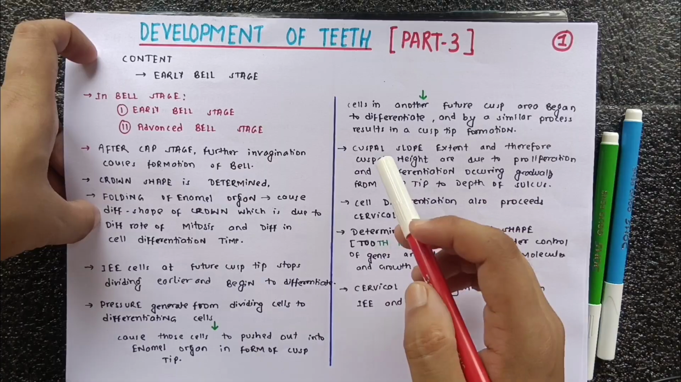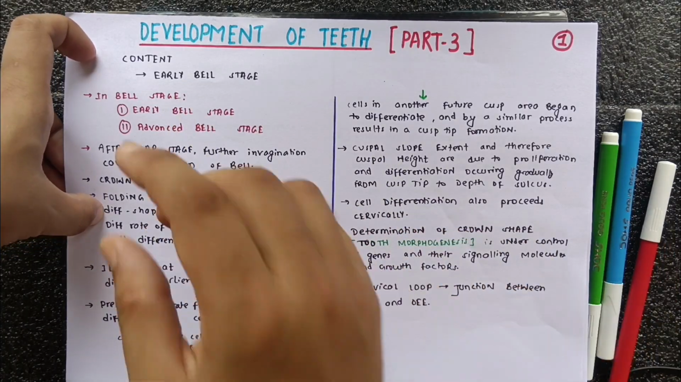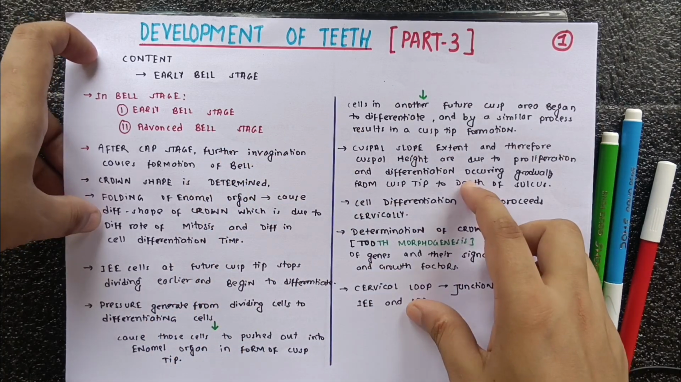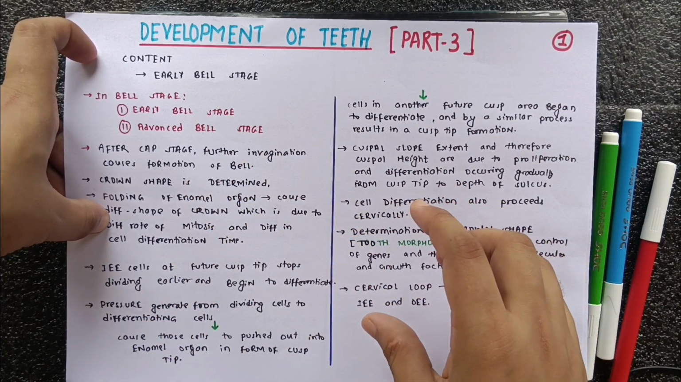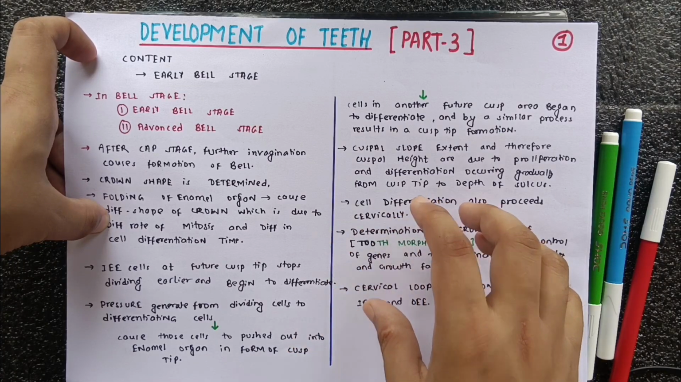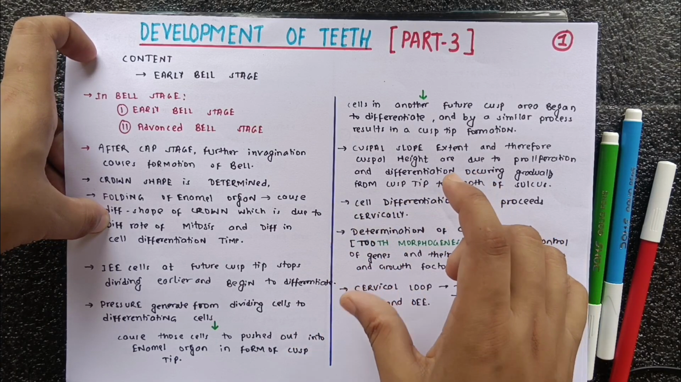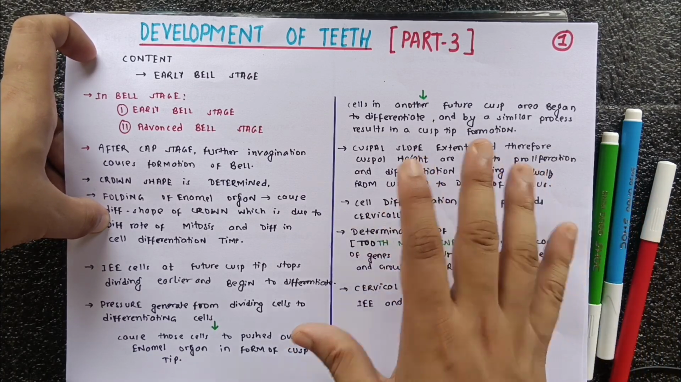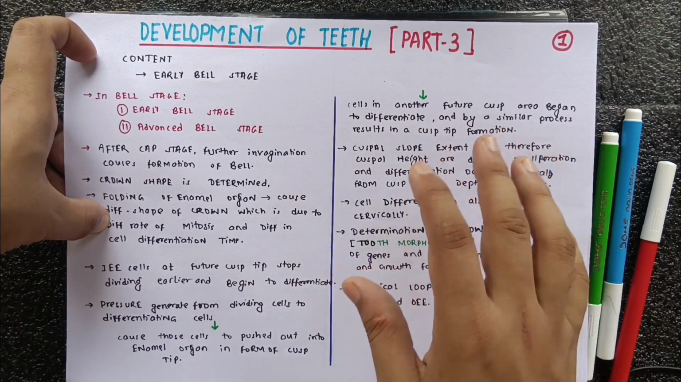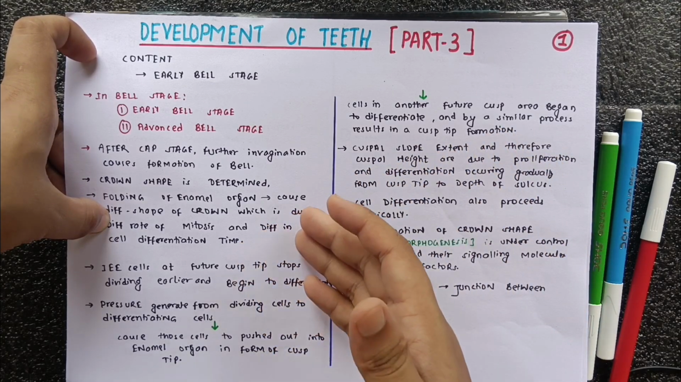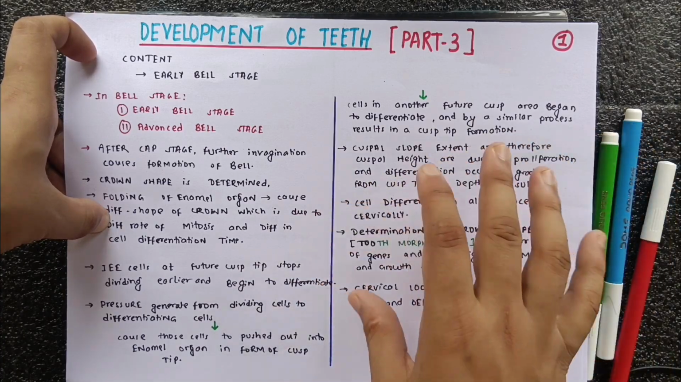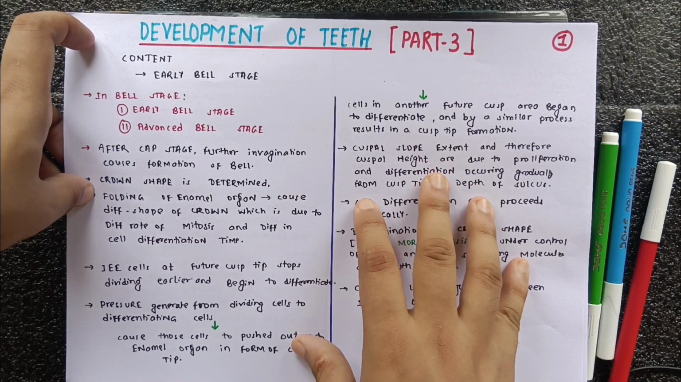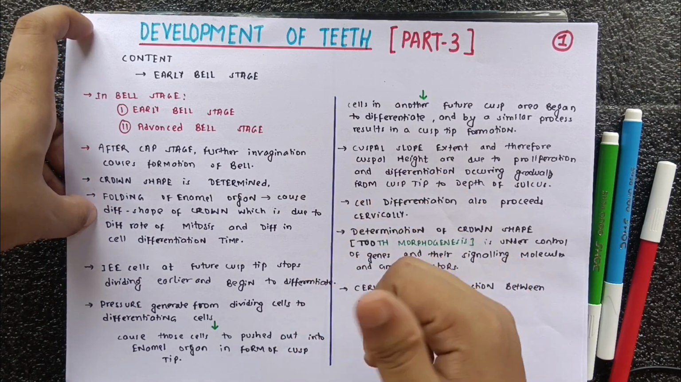In this video we will be discussing the bell stage, and in the bell stage we will discuss the early bell stage. The advanced bell stage we will discuss in the next video. Many important things happen in the bell stage, so it has a larger coverage and more things to be studied in comparison to the cap stage or the bud stage. So I have divided it into an early bell stage video and another video on the advanced bell stage. Without delaying much, let's get started.